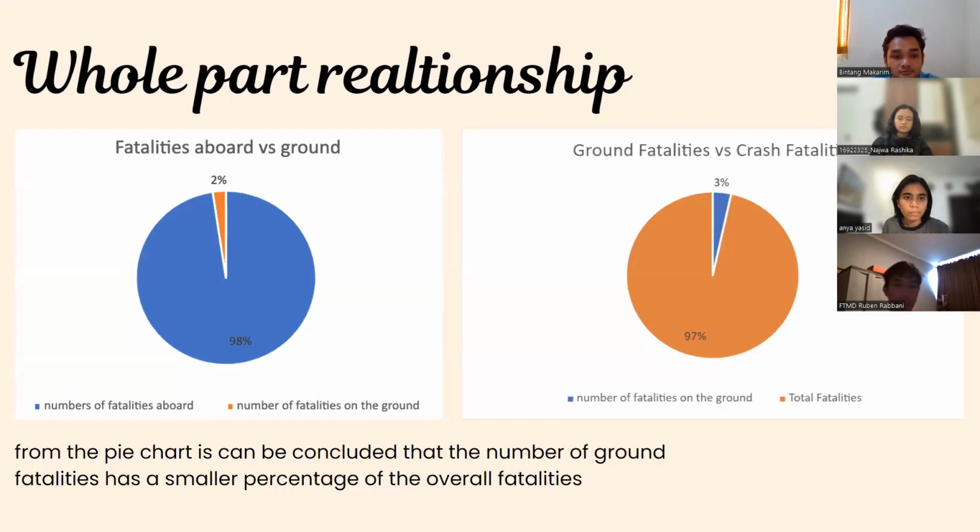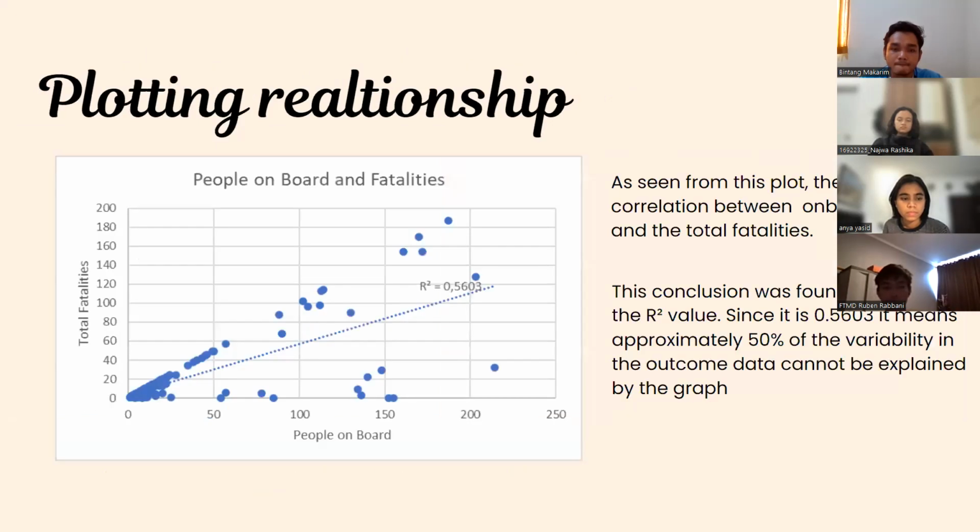After that, we can see the percentage, the relationship between the amount of fatalities and the amount of people on board. Looking at the amount of people on board, it's 98%, while the amount of fatalities that happen after the crash is only 2%, which is quite small. Next.